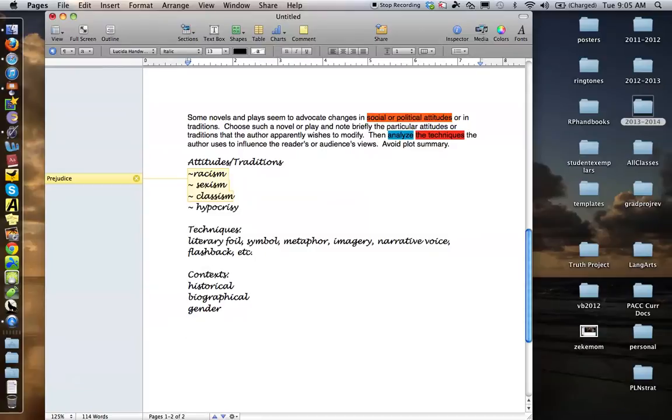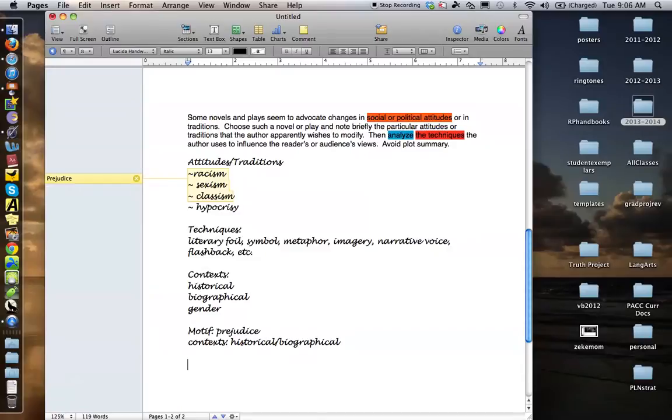Now, looking back at the prompt and looking at all of my brainstorming, I need to ask myself, which of these are the most on prompt and which do I have the most evidence for? That's going to make it the easiest for me to write. Okay? So just looking at that and thinking about that, the motif that I'm going to go with is prejudice. Okay? And the context, historical and biographical. So that motif is prejudice.